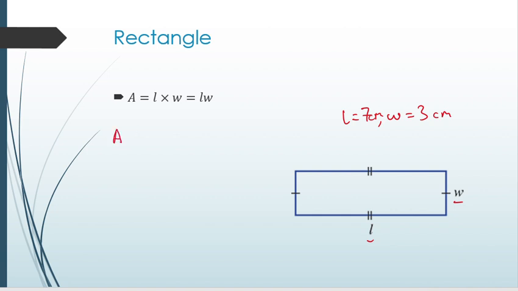So what I'm going to do is write down my formula, substitute what my L and my W is into the formula. So 7 times 3, which ends up being 21 centimeters squared. Please make sure you put in your units of measurements at the end, otherwise marks will be deducted. Okay.